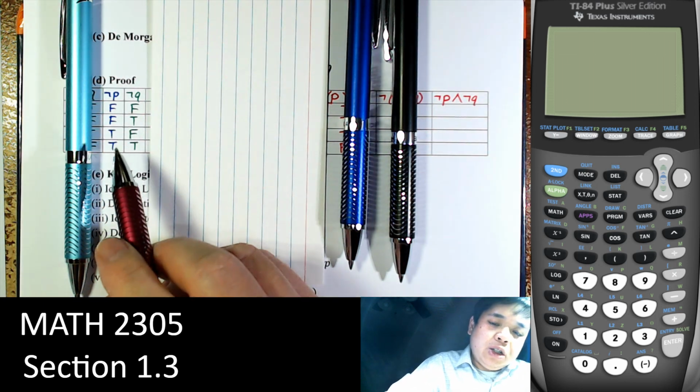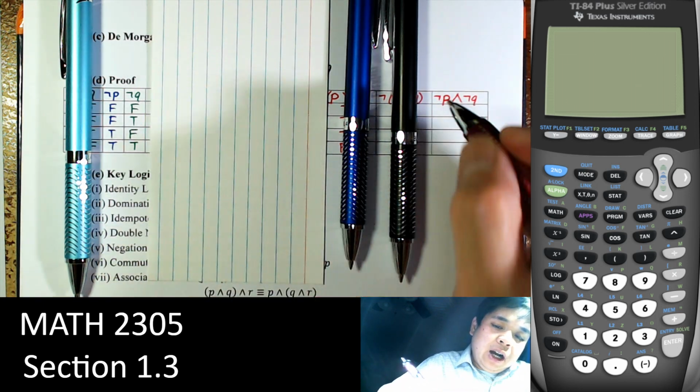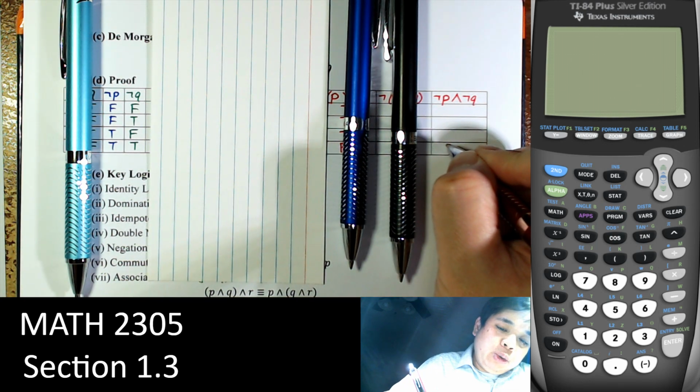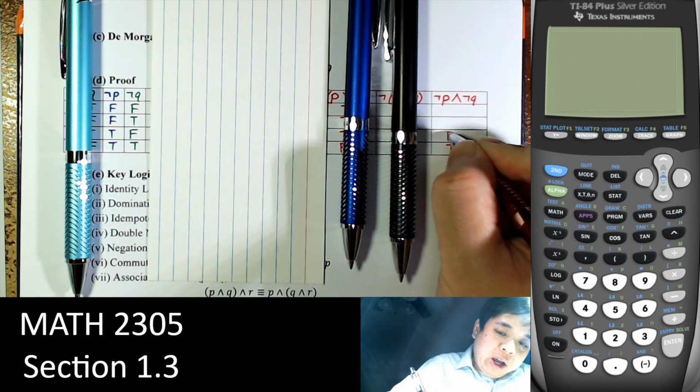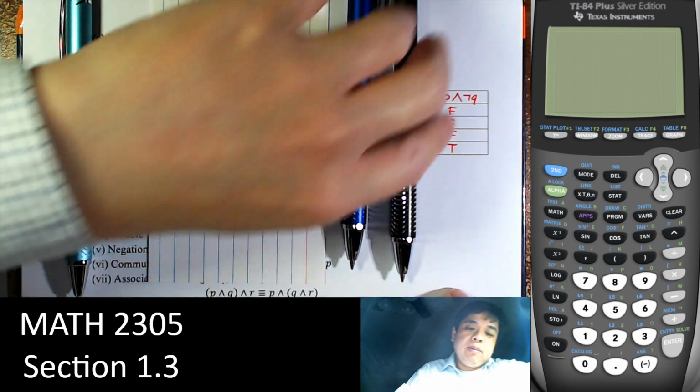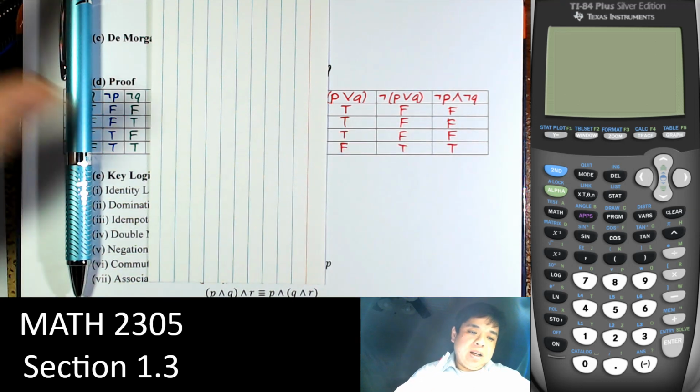So pretty much these two. So it's going to be true only when both of them are true. Everywhere else it's going to be false. So true when both of them are true. And of course, once again, these two match.